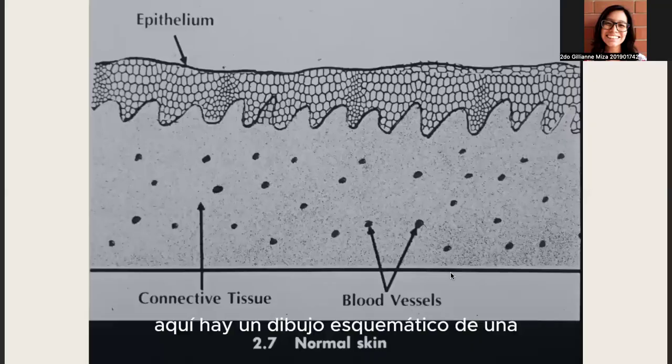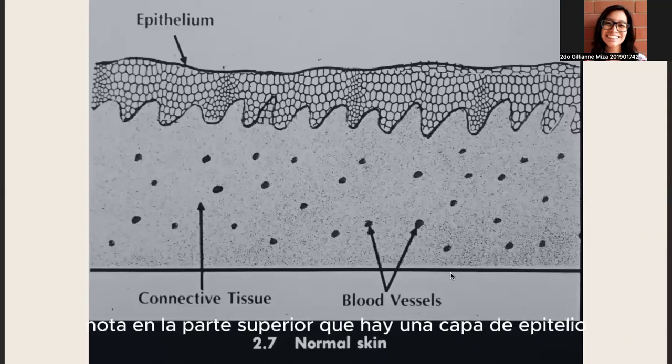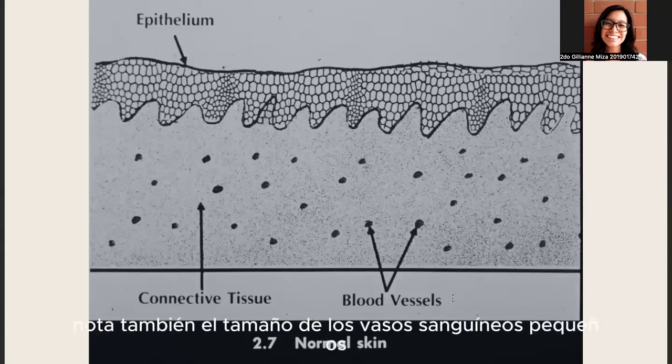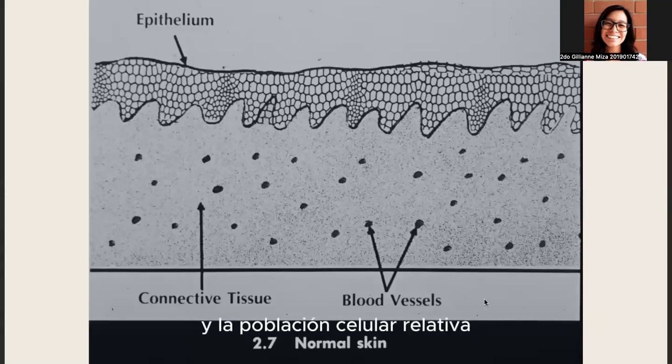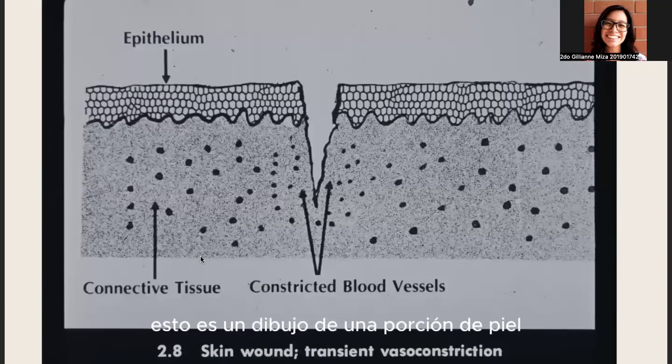Here is a schematic drawing of a low-power photomicrograph of human skin. Notice at the top that there is a layer of epithelium which is moderately keratinized, and that there is subcutaneous fibrous connective tissue beneath the epithelium. Notice also the size of the small blood vessels and the relative cellular population. Let us assume that this is your skin and that you have just managed to cut your finger. This is a drawing of a portion of skin showing the lesion resulting from the cut. Thus, an injury has occurred and the inflammatory reaction must follow.